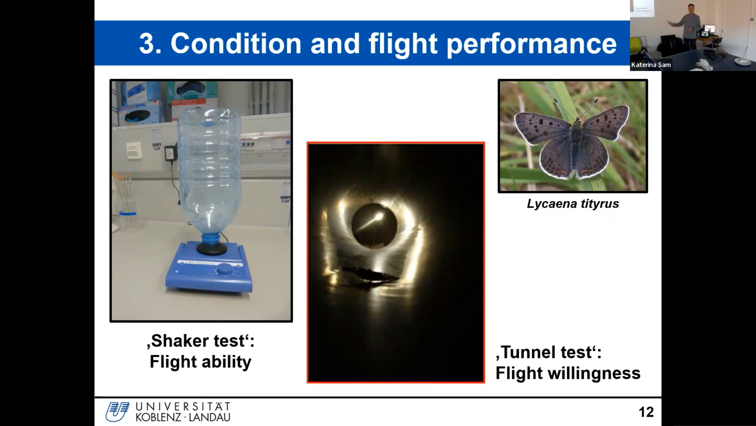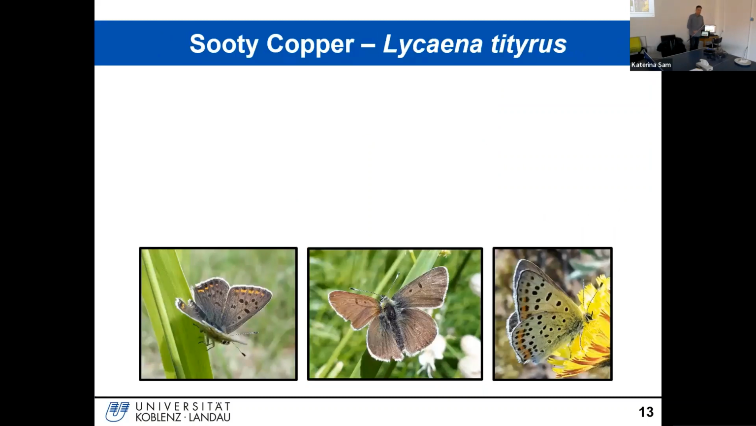And we also did the tunnel test. So this is a plastic pipe, and there is a light at the end of it. And here in front, you release the butterfly and you just look whether it's willing to approach the light source in a completely dark room or not. And this is considered a test of flight willingness. Those were the 2 tests we performed. But first, let me introduce the sooty copper to you.